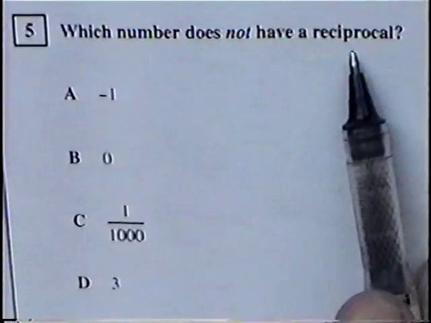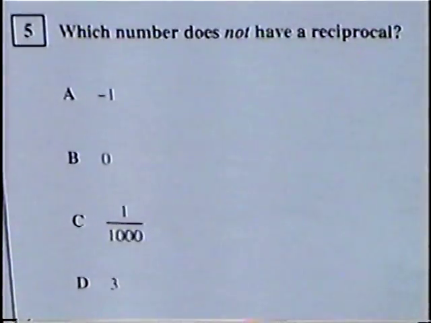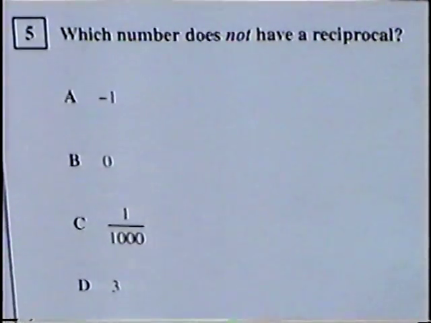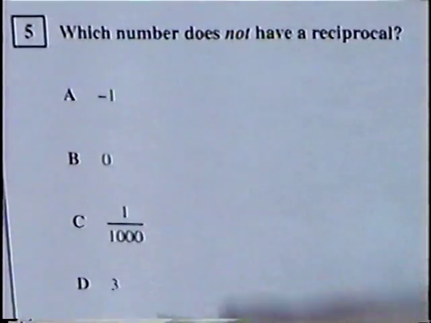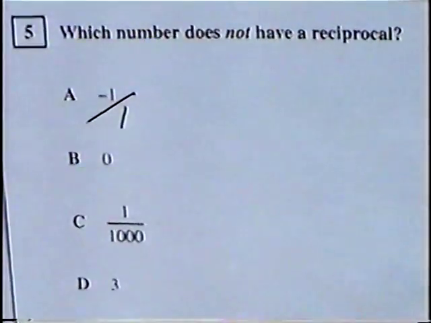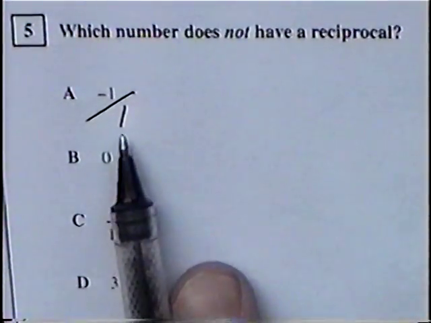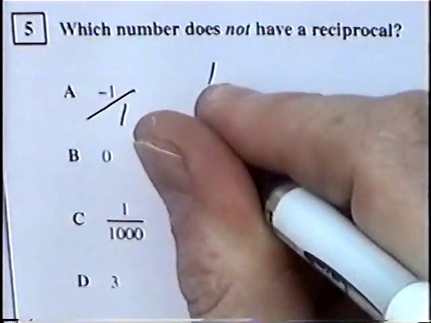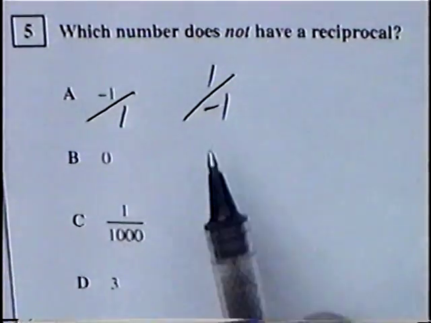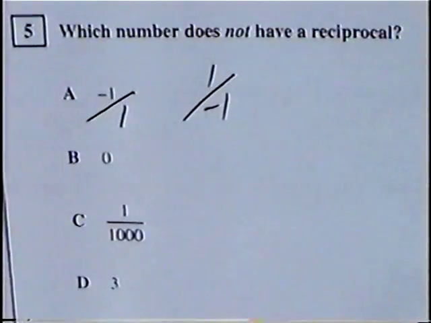To find a reciprocal, we'll take a fraction and flip that fraction upside down. Letter A, the number -1. We can first make a fraction by putting a 1 on the bottom, and flipping the fraction upside down would be 1 over -1, which will be the reciprocal.